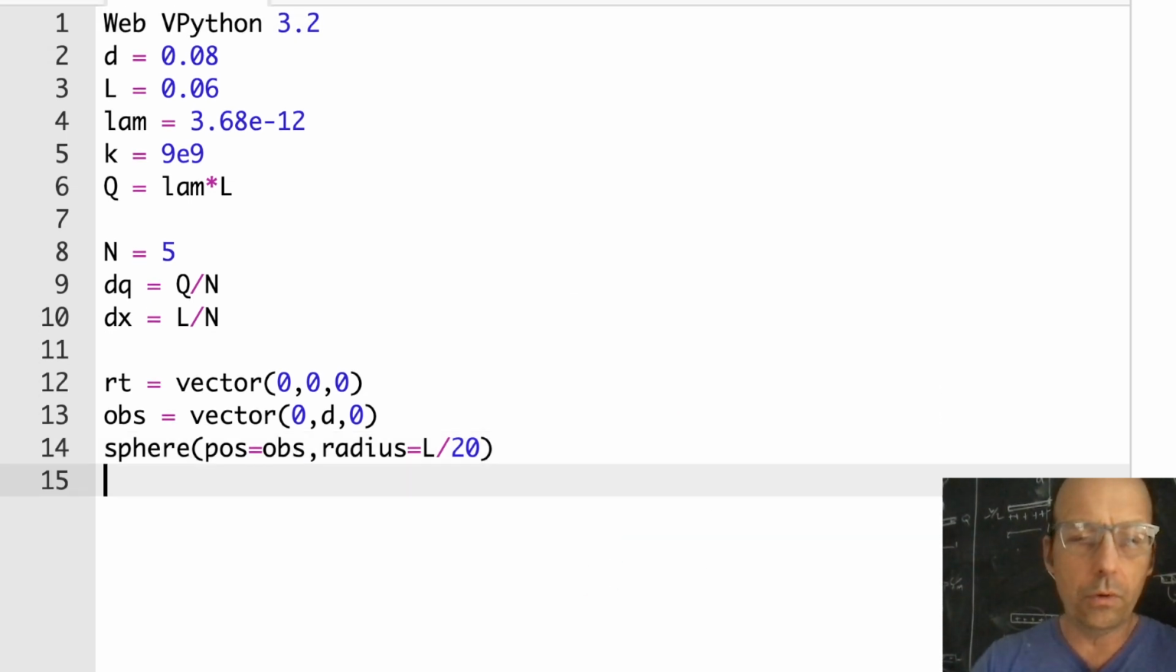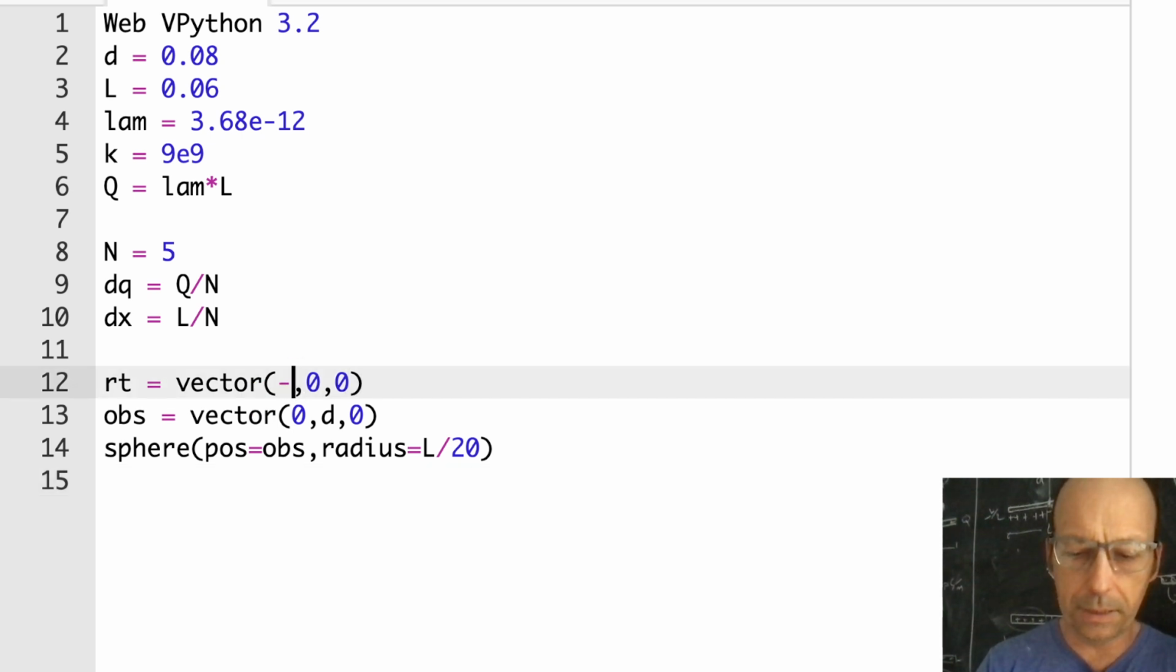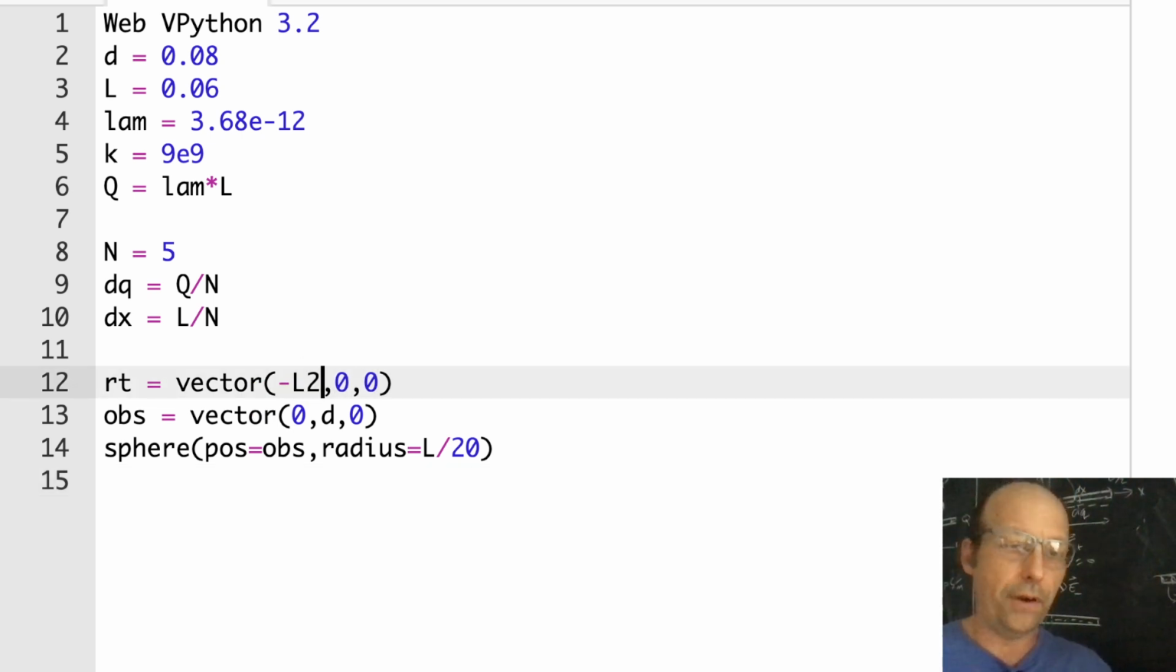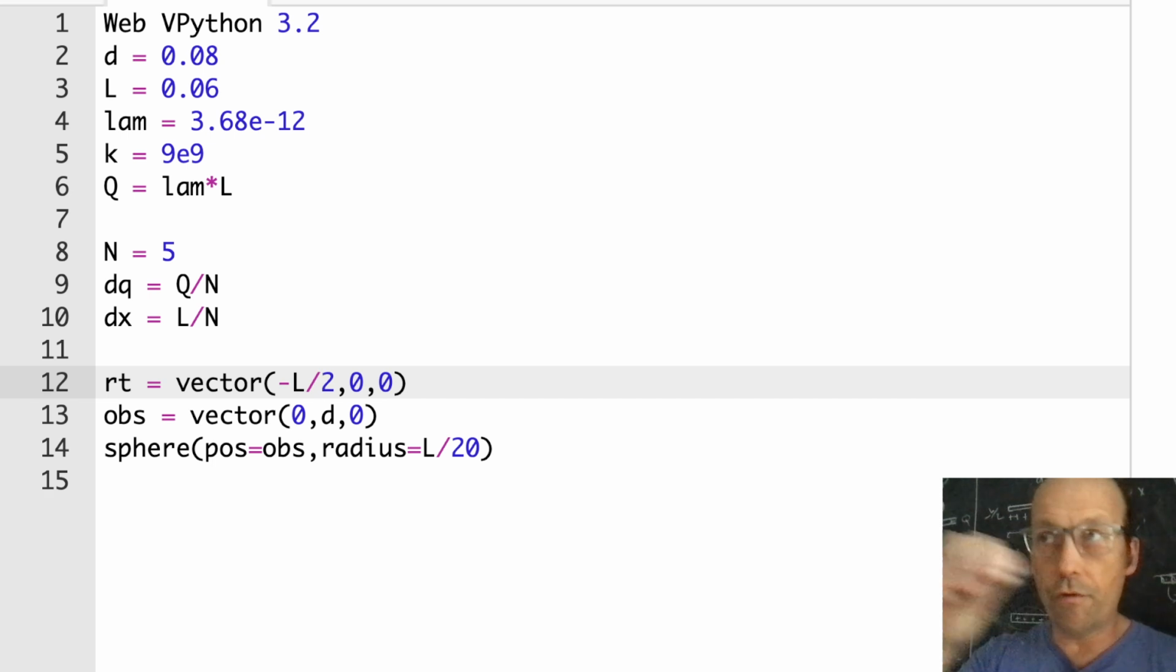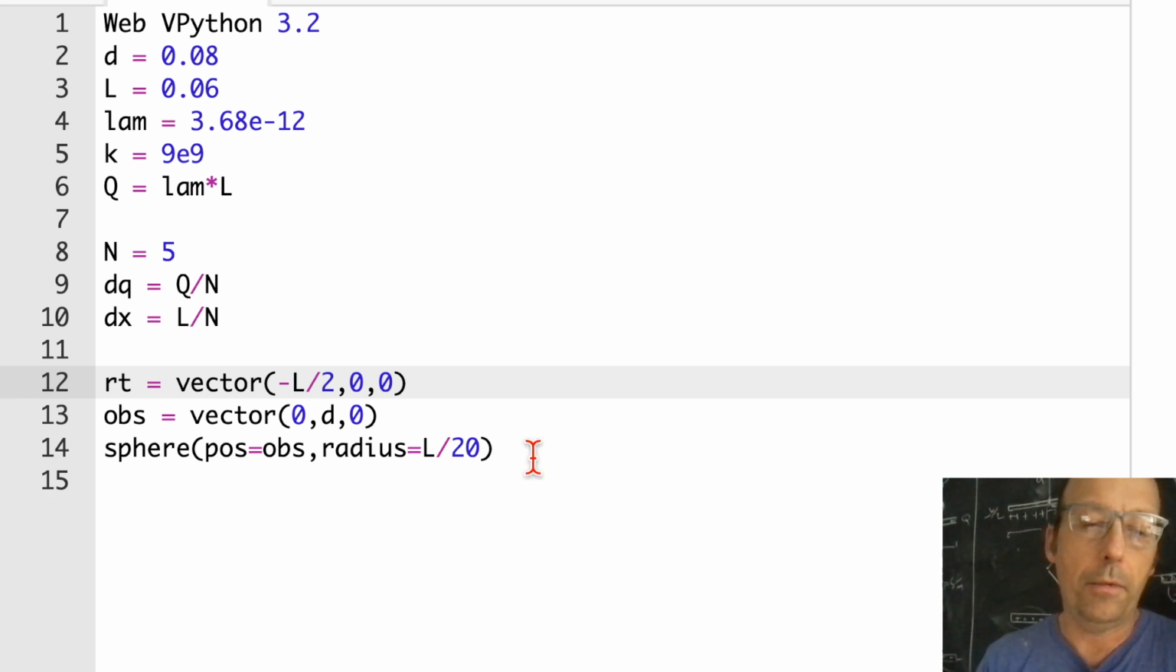Now I'm going to make a sphere. Oh gosh, let's see. I'm going to make them 2 at a time. Yeah, so I'm going to start in the middle and go outward. No, I'm going to start at RT is negative L over 2. It just makes it less complicated. So I'm going to start on the very left-hand side, and then I'm going to move across. And again, it won't be perfect, but it'll be fine.